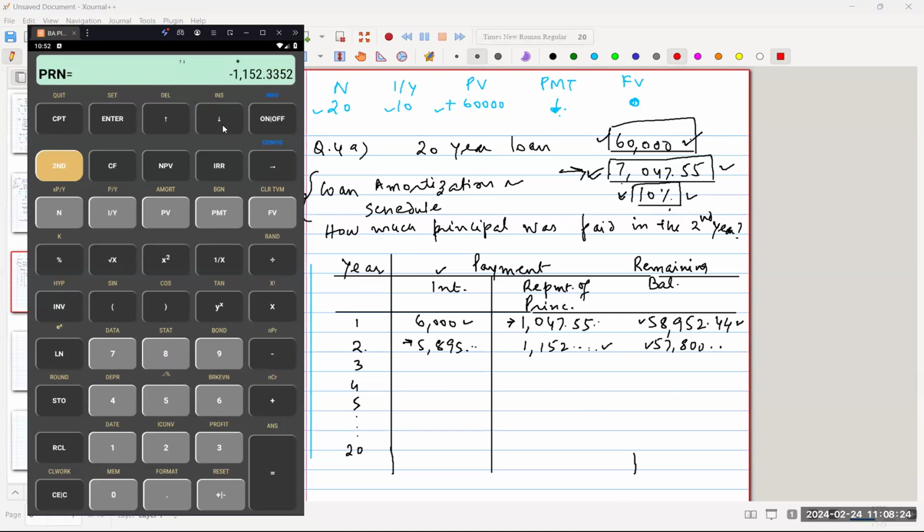you will see that during the second year, $1,152 of principal was repaid. And that is what we had written in the table as well earlier against second year. If you scroll down, you will see an interest payment of $5,895 and a few cents was made in the second year. So you can read it out of the calculator display and keep populating the table like that.